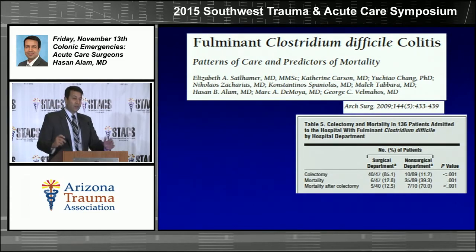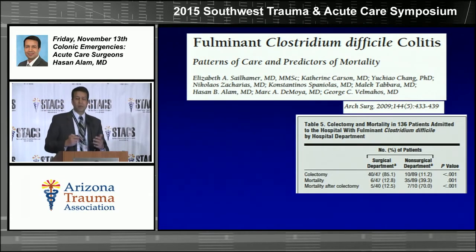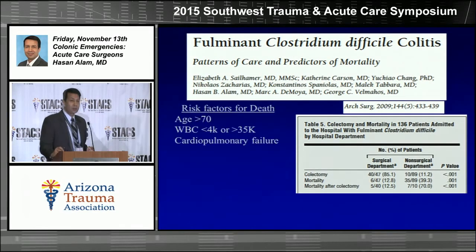Now, looking at all of these patients, we tried to figure out whether there were any variables that dictated who would live and who would die. And they were very simple, really. Age more than 70, white blood cell count either too low or too high, and cardiopulmonary failure, either getting intubated or getting any vasopressor support. Now, if you look at these 3 variables, 2 of them you can't control. Age you can't do much about, white blood cell count is whatever it is. So only the 3rd one is under your control, whether you can intervene before they really go over the edge.